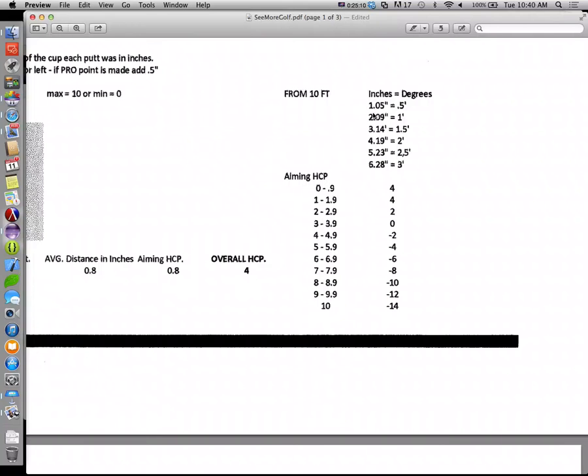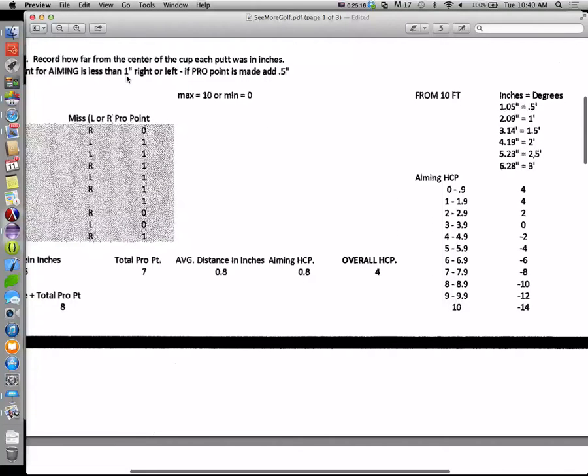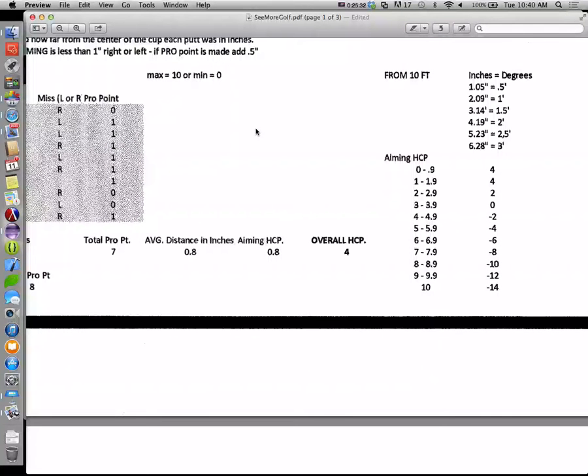That seems to be within the cup. So that seems to tell us that this is not an inch, but rather in degrees. Less than or equal to 1 degree is a pro point. Okay. But if it's 1 degree from the center of the cup.